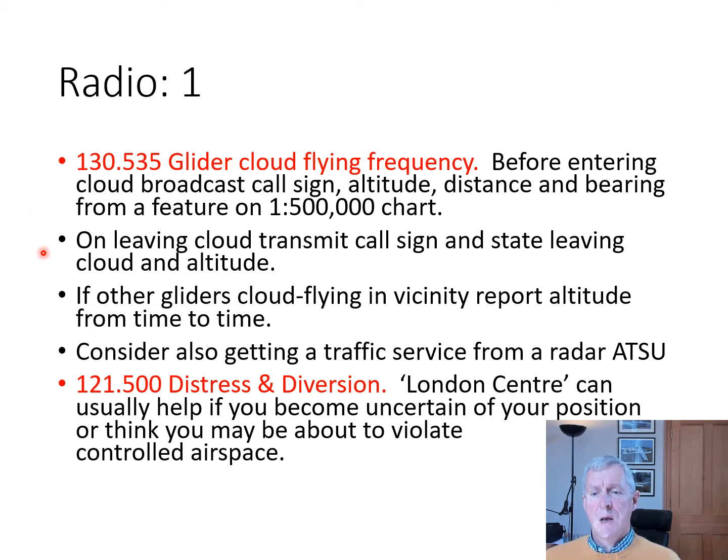When we leave cloud, again, we transmit the call sign and we say we're leaving cloud and what altitude we're at. If there are other gliders cloud flying in the vicinity, we report altitude from time to time. Now, actually, not very many people cloud fly. So it might be worth thinking about talking to an ATSU, an air traffic service unit, possibly getting a traffic service from them, as well as making your calls on this frequency. If you've got the capacity, doing both is fine, and most modern radios have a dual watch facility so that you can be on both frequencies. But I would make a judgment as to, according to where I was, to help me decide that.